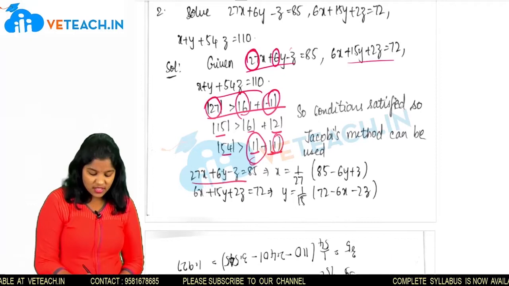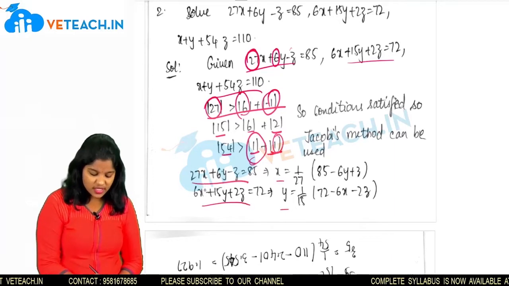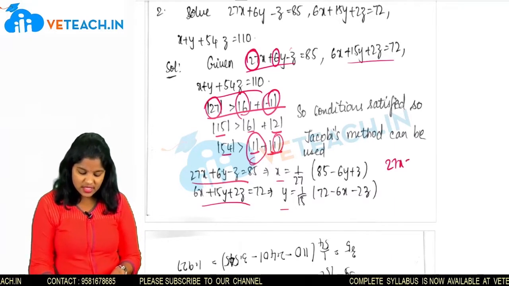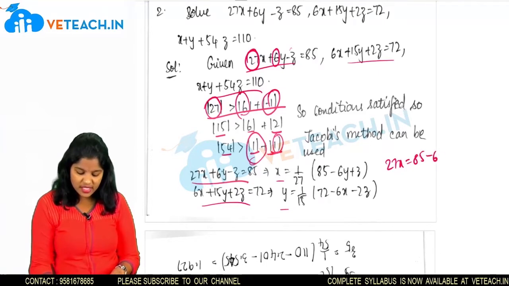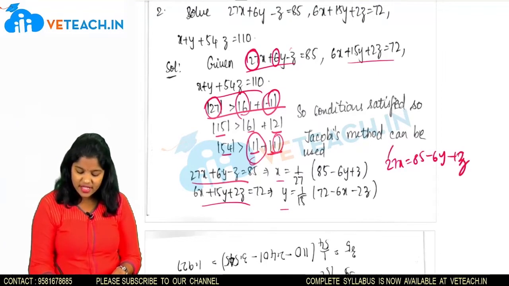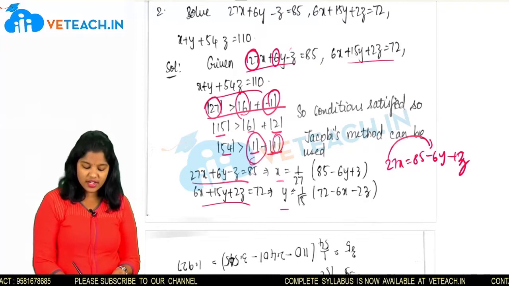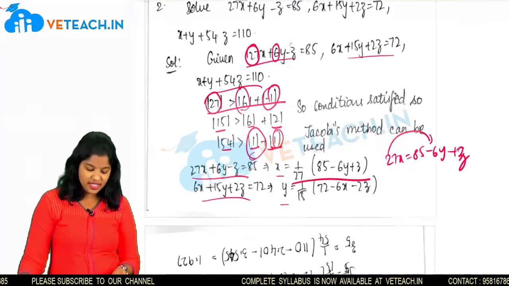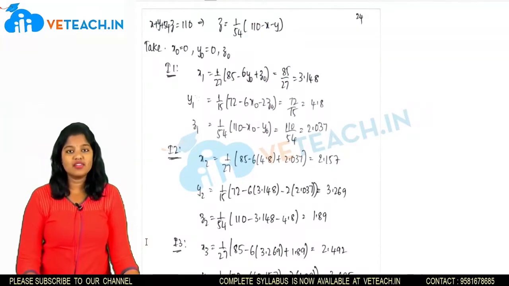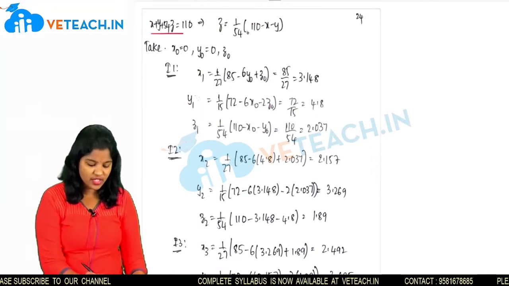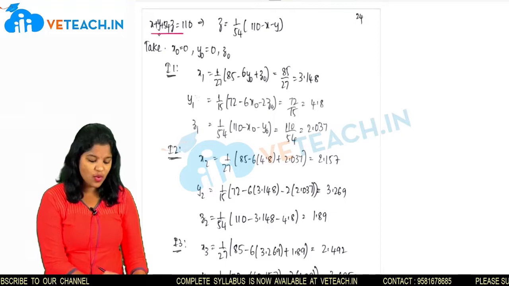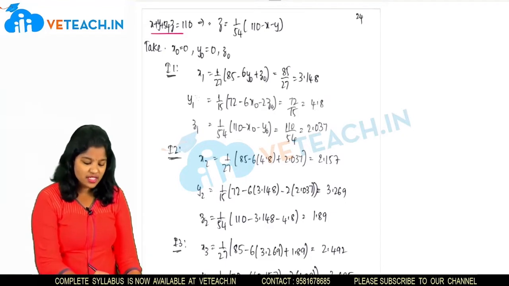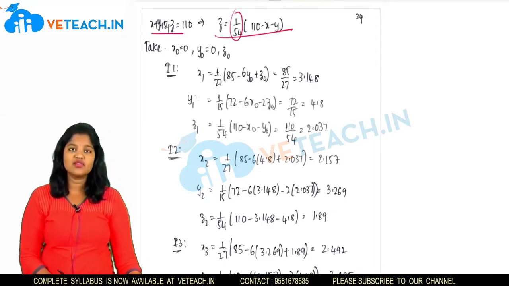Okay. Now write this in the form of x is equal to, y is equal to, that is, 27x is equal to 85 minus 6y plus z. Bring this 27 to the other side. We will get 1 by 27 into 85 minus 6y plus z. Now similarly write down z from the third equation. So 54z is equal to 110 minus x minus y. Take that 54 to the other side, you will get this equation.